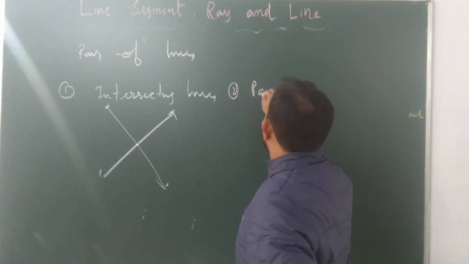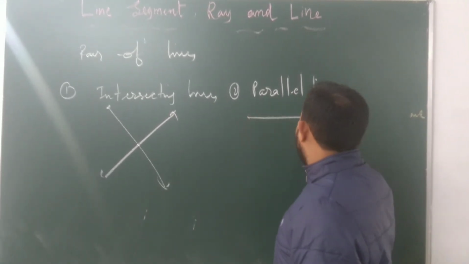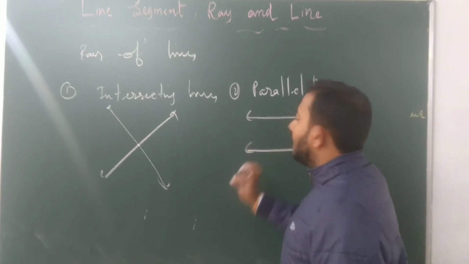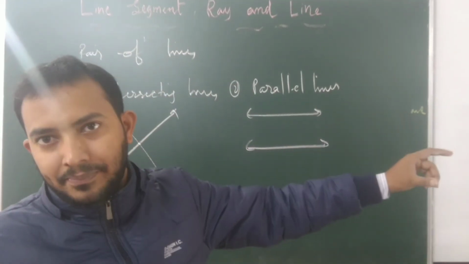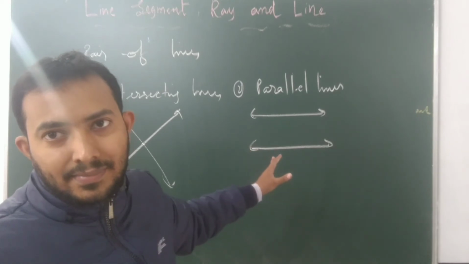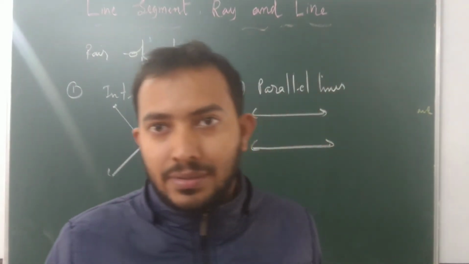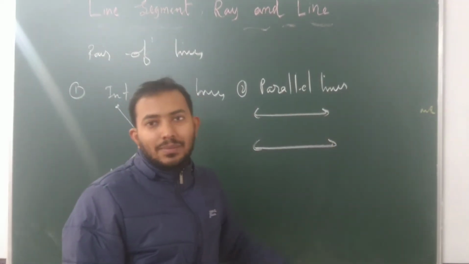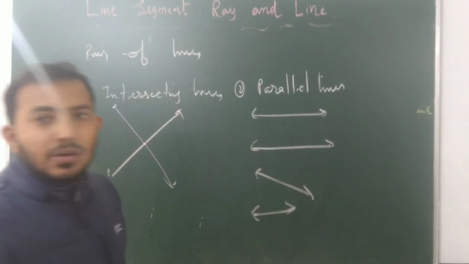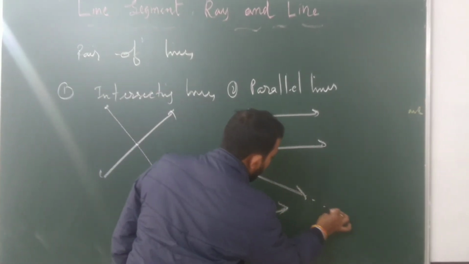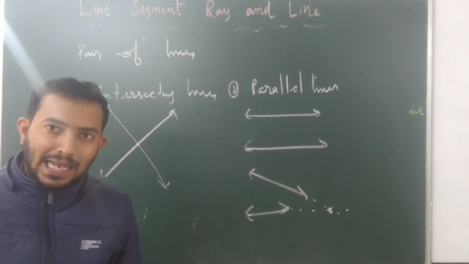Second one is parallel lines. That means 2 lines are said to be parallel if you extend them indefinitely in either direction and they never meet in any direction. Not this side or that side, they will never meet. So they are parallel. If you take this one like this, is it parallel? No, it is not parallel. As you can see, if we extend it on one side, it will meet at a point. So they are non-parallel lines. Remember.